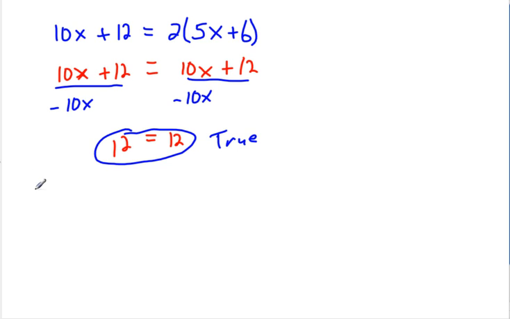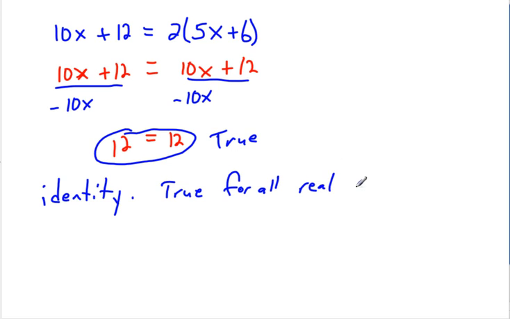So it works. So what we call this is called an identity, and we say that it is true for all real numbers. Okay, so there's an infinite amount of correct answers, so we just call it an identity.